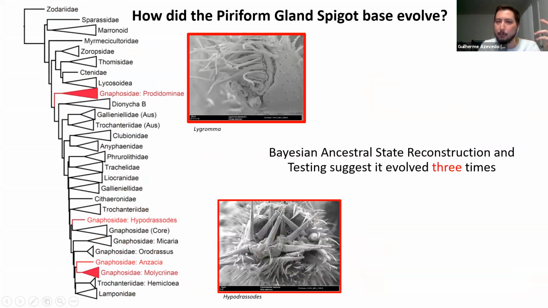The same for the piriform gland spigot. We also show the base of the piriform spigot in Prodidomini. You can see it's really a long base with a short shaft, and this convergently evolved here in Podracids and Molycria with a really long base and then a short shaft. So it evolved at least 3 times.